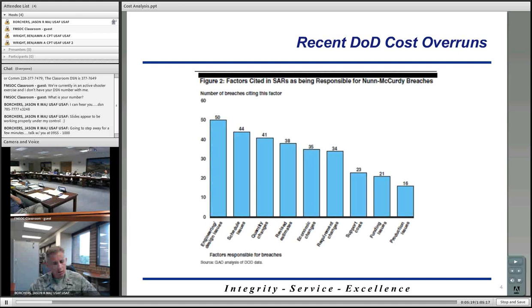There are many factors that have been cited for these recent cost overruns. You can see them all listed here. If you look at the fourth from the left, you'll see revised estimates being responsible for 38 of the 74 Nunn-McCurdy breaches that have happened. So in part of those programs, revised estimates have been part of the cause for why the breach occurred. And then you can see the other ones listed there as to why the breaches occurred.